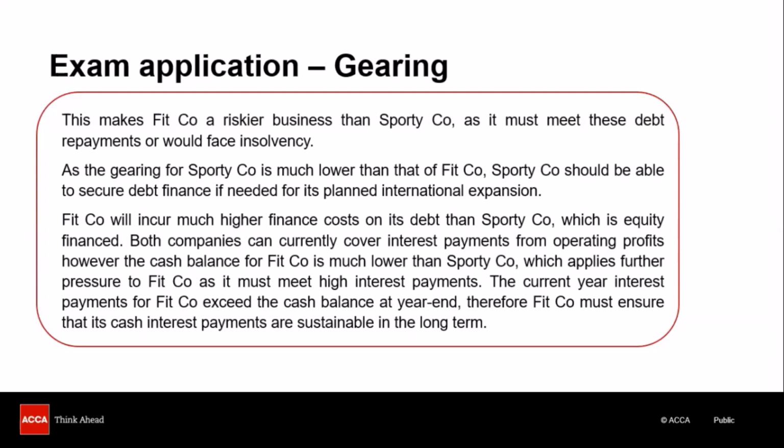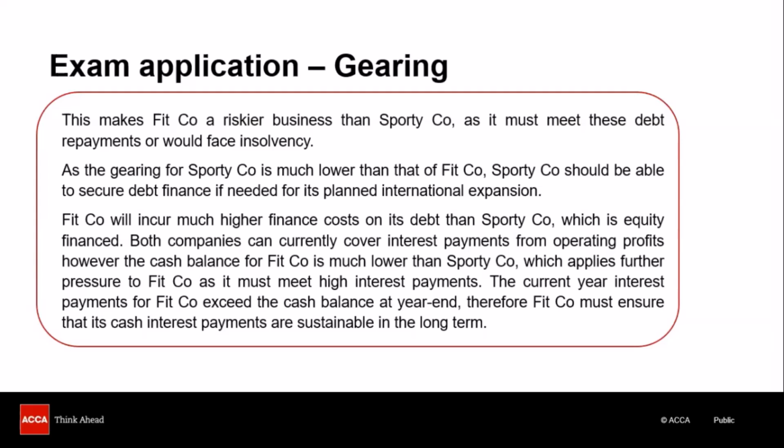As the gearing for Sporty is much lower than the Fit Company, Sporty Company should be able to secure debt finance if needed for its planned international expansion. Now, this was a very interesting point. They had mentioned in the question that the Sporty Company is looking to expand the operations. So automatically you link this point to gearing, that they have a good margin that they can get debt finance. A company which is already struggling with the repayment of its previous debts, for it to get more finance is difficult. But for a company which has a low gearing ratio, for that it's easier to get loans from the banks.